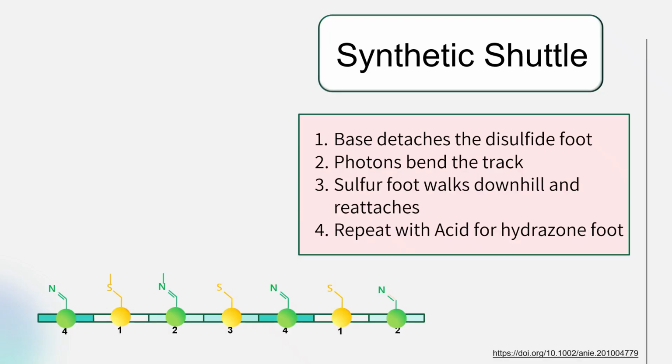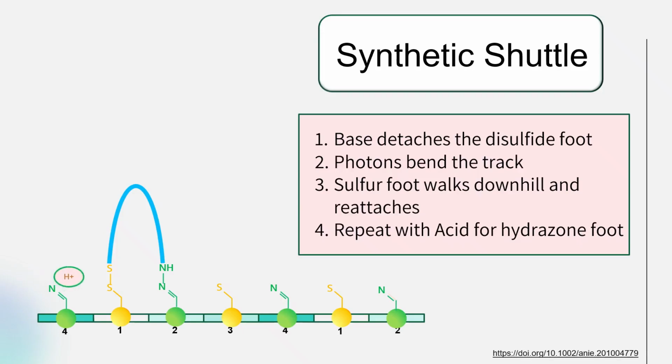Well, one clever way would be to design a walker with 2 feet that can be bound and removed from the track with different conditions, allowing it to move forward and backward. A team at the University of Edinburgh did just that, binding 1 foot of their walker with a hydrazone and 1 with a disulfide bridge. Base unlocks the disulfide foot, and acid unlocks the hydrazone.